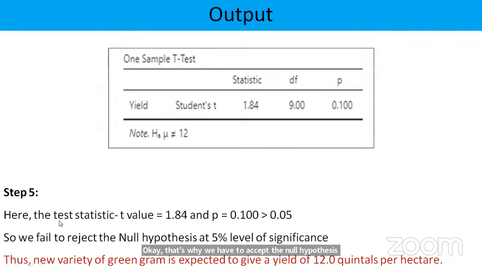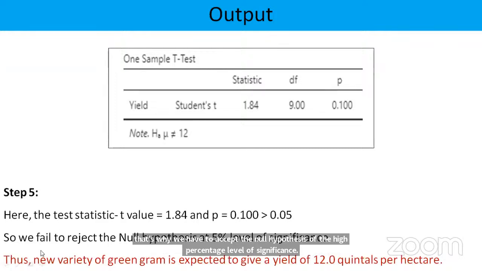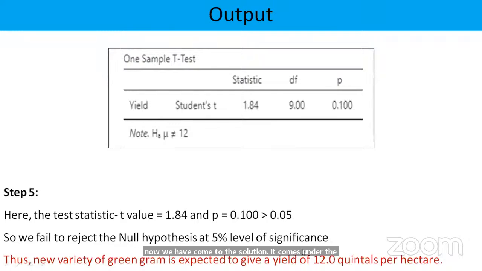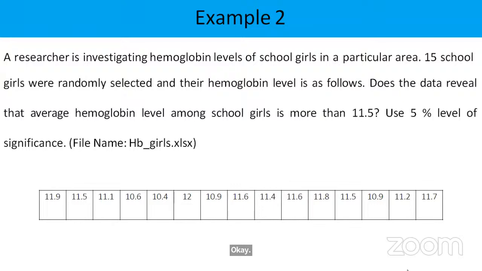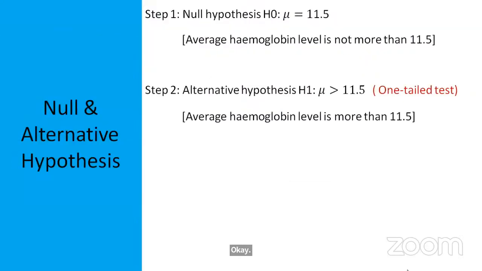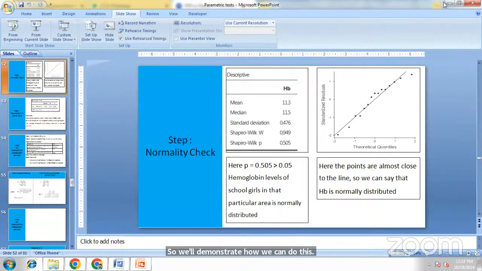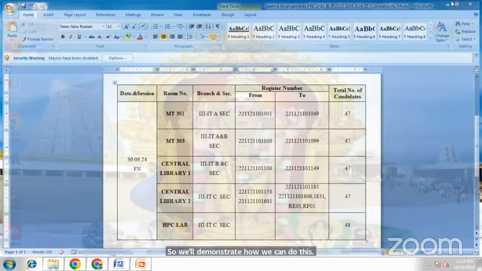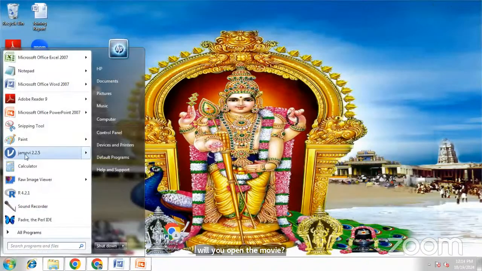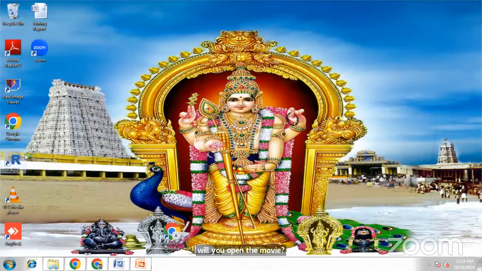Now we have come to the solution. A new variety of green gram is expected to give a yield of 12.0 quintals per hectare. So we'll demonstrate how we can do this. We'll open JAMOVI.